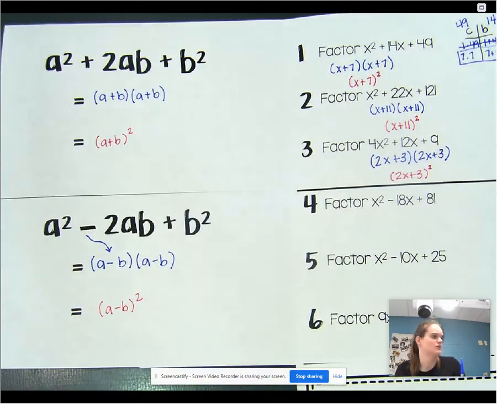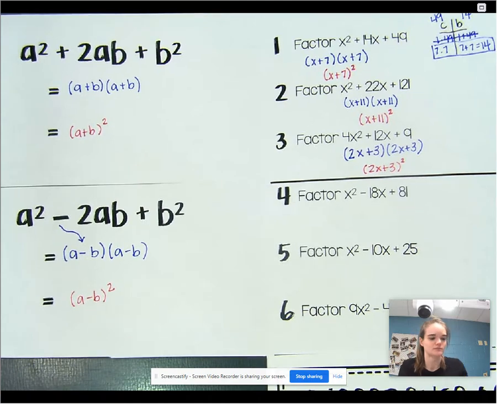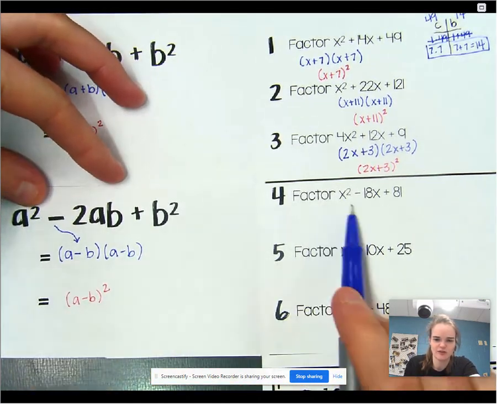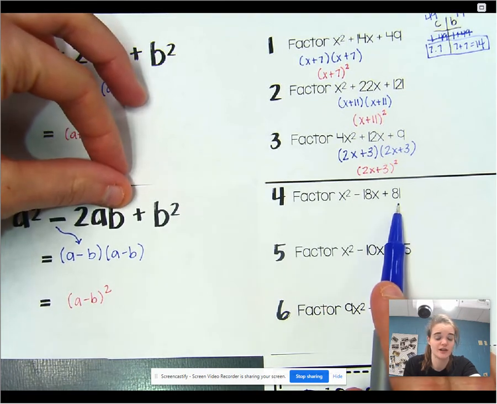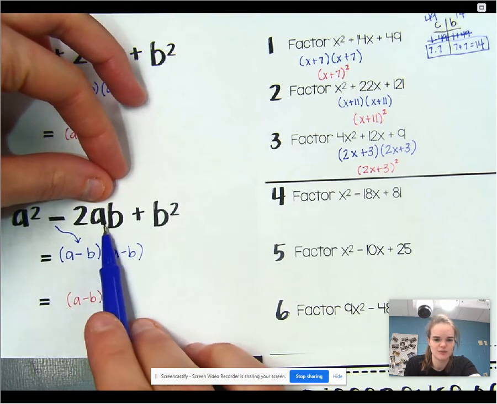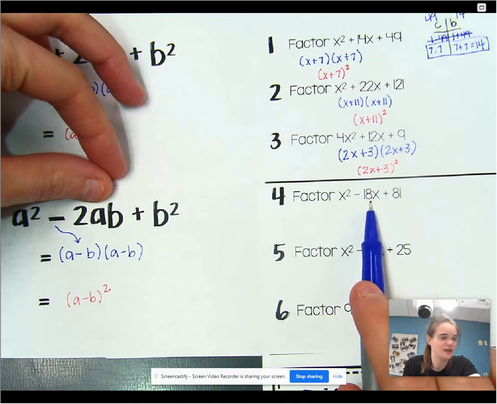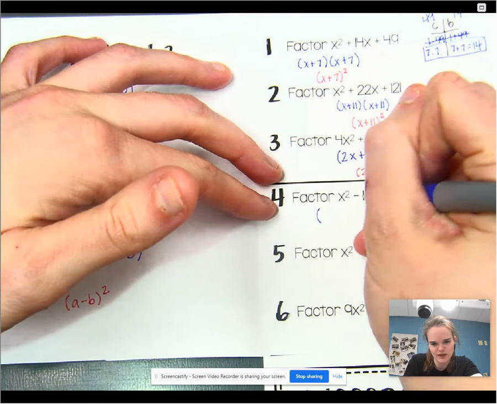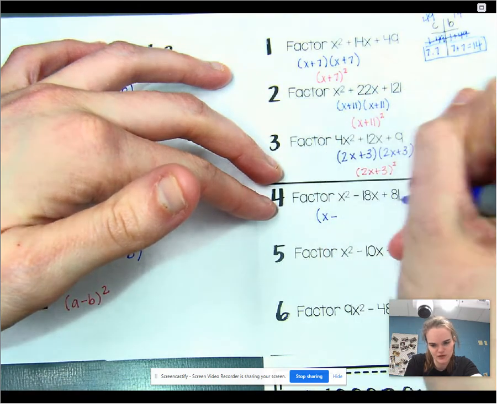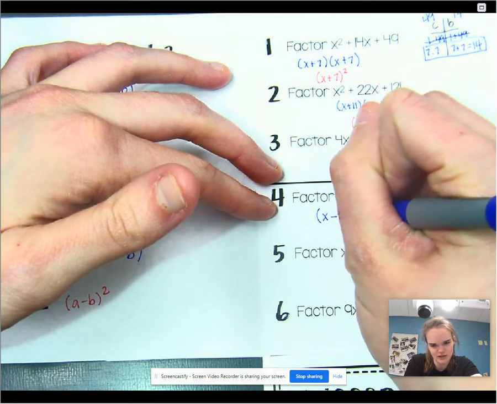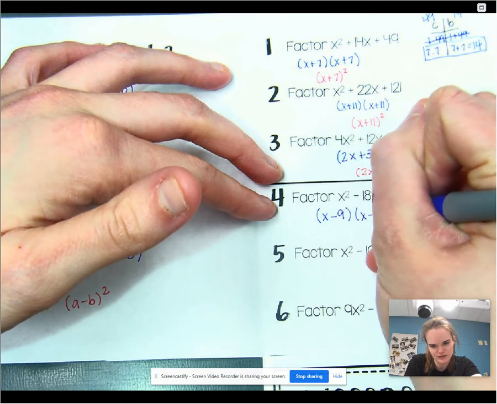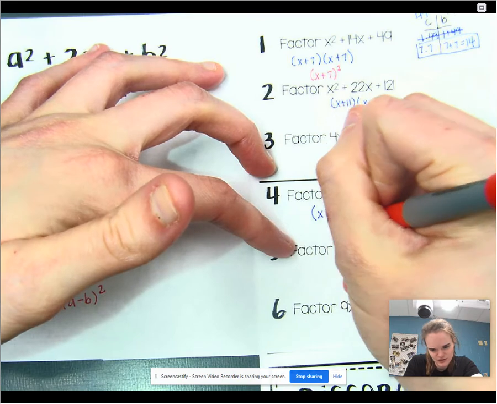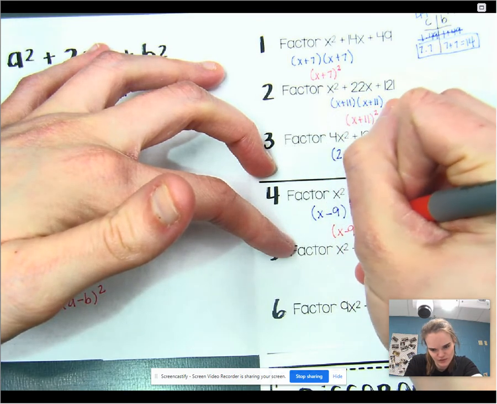So we're going to talk about number 4. All right, number 4, we have to make sure that it's actually in this form, meaning we have a square, yes, 9 squared. 2 times a times b is 2 times 9, 18, yes, so it works like this. So the square root of x squared is x, minus the square root of 81 is 9. And write it again. And then write it as a squared piece.